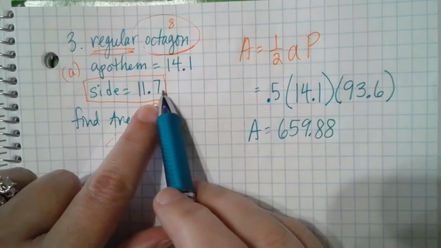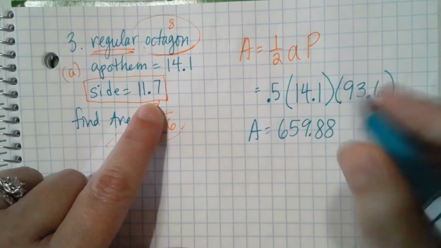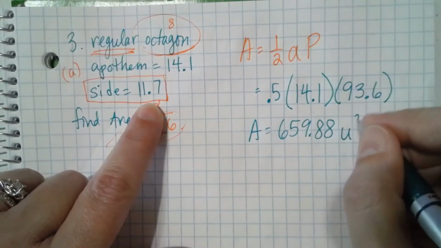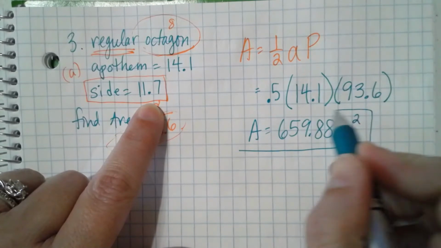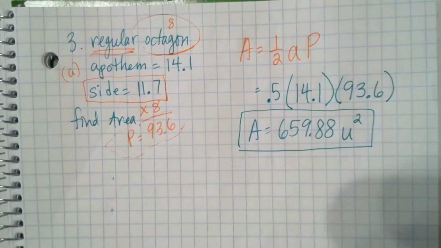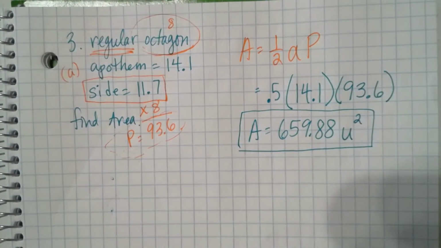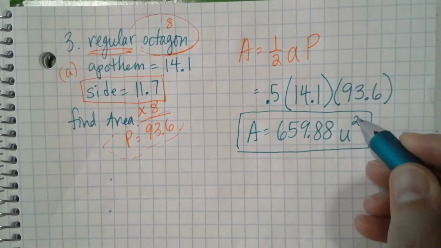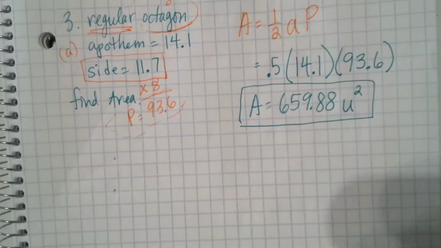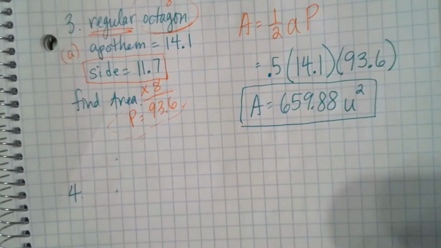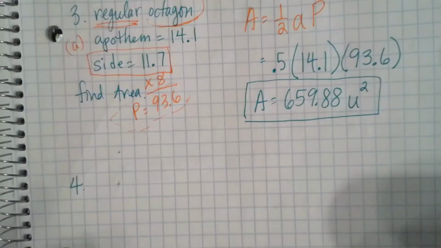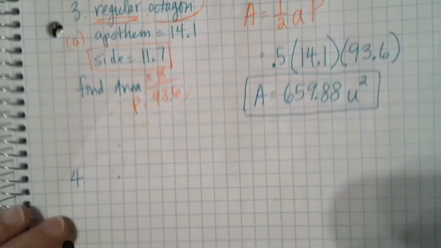Notice that our numbers over here don't have any labels, so if we are not given labels, we just use U for units. Still give it a label of some sort so that we know that it is area. Whenever you see units squared, inches squared, feet squared, that implies area. Okay, all right, so we're going to do two now where we work backwards.